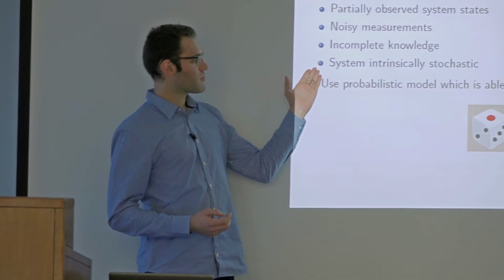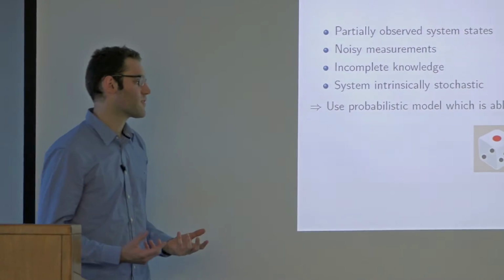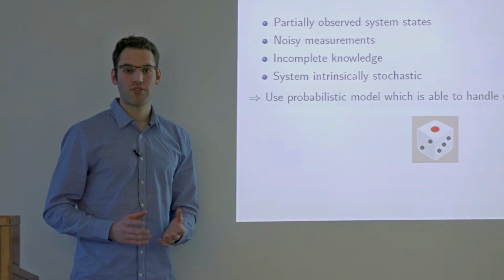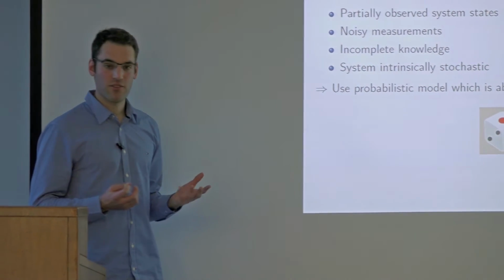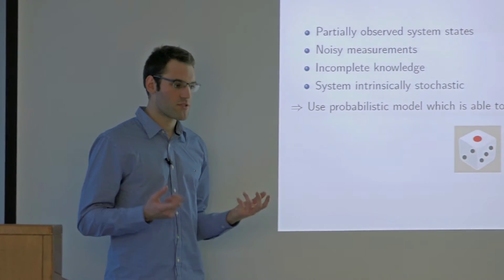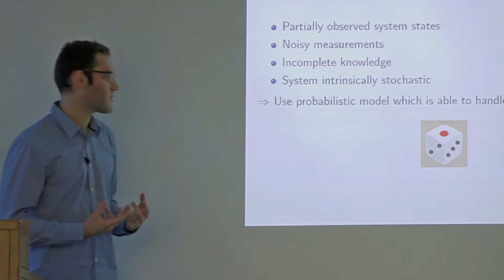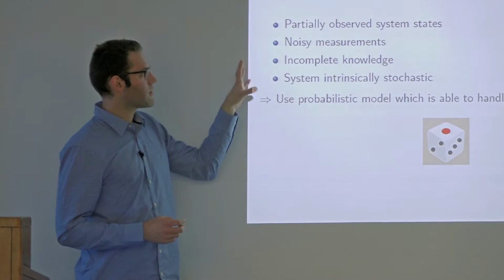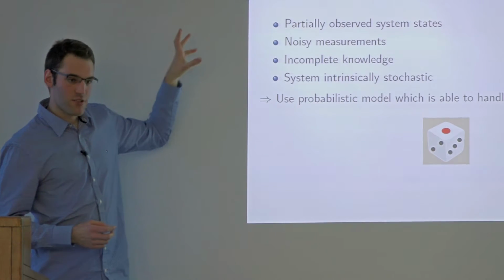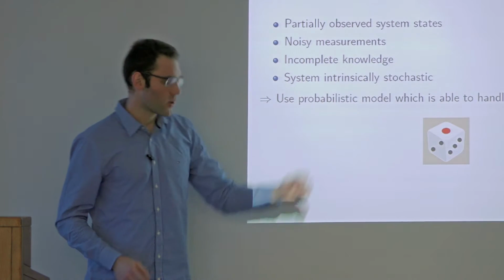On the other hand, we might have systems which are by nature, intrinsically stochastic. This happens mostly, for instance, when you model chemical reactions. A chemical reaction occurs when two molecules collide, and there's a lot of probabilistic modeling behind that. So in this case, to handle this incomplete knowledge, these mistakes in modeling, and the noise, we use probabilistic models.